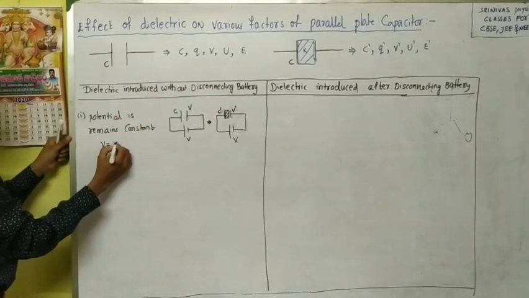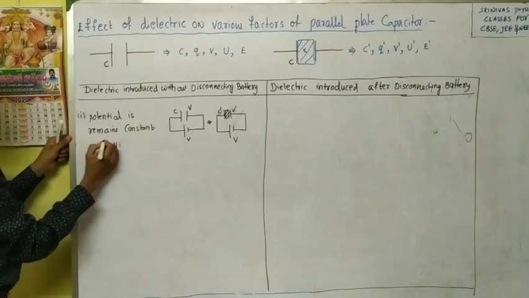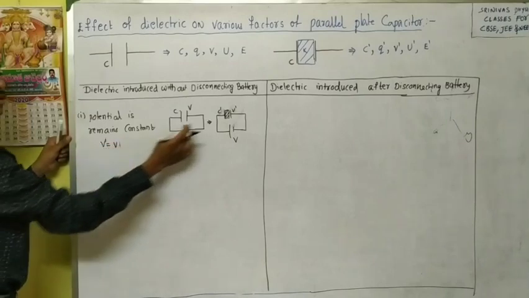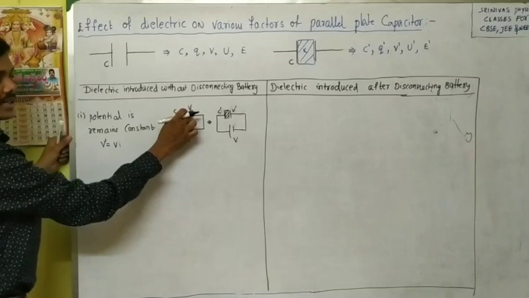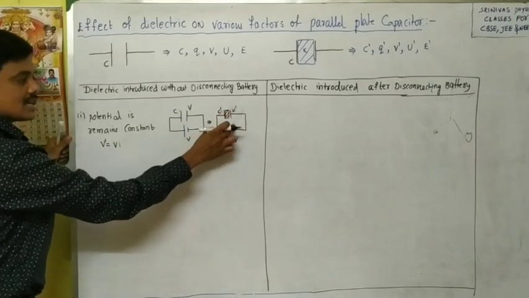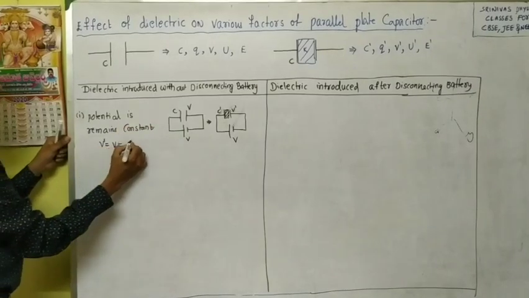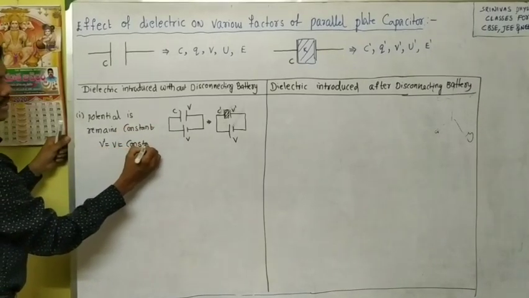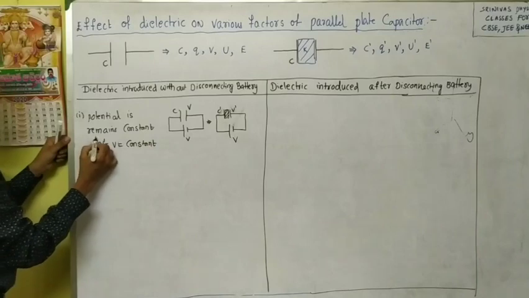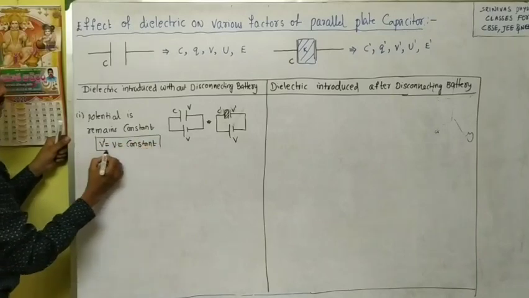That is V is equal to V dash, the new potential on the capacitor is equal to the old potential, because the new potential is also equal to the battery potential. The old potential is also equal to the battery potential. That means the potential remains constant. Potential does not change, right? This is the first point.